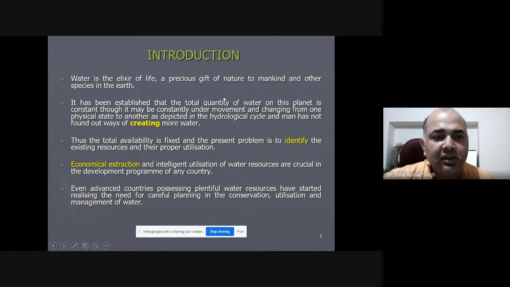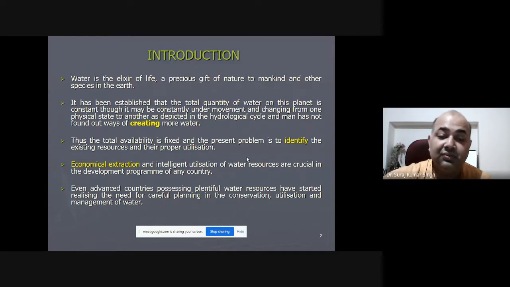Water is the elixir of life, a precious gift of nature to mankind and other species in the world. We already know that it has been established that the total quantity of water on this planet is constant. It remains constant while moving and changing from one physical state to another, as depicted in the hydrological cycle that we have already studied, without creation of more water. So the total availability is fixed. We know the total amount of water that is coming to us, that is fixed in nature. And the present problem is to identify the existing resources and their proper utilization.